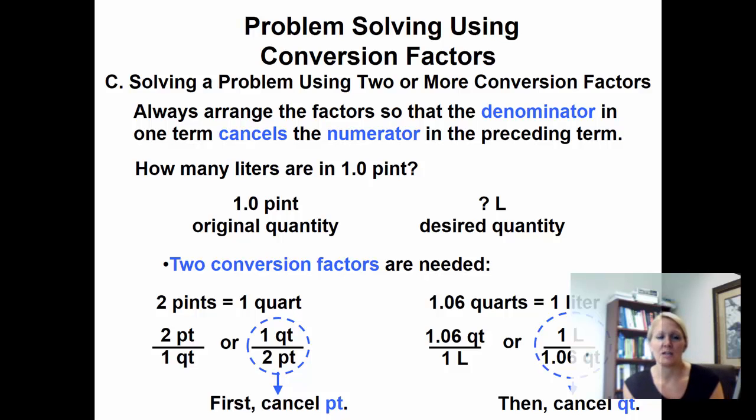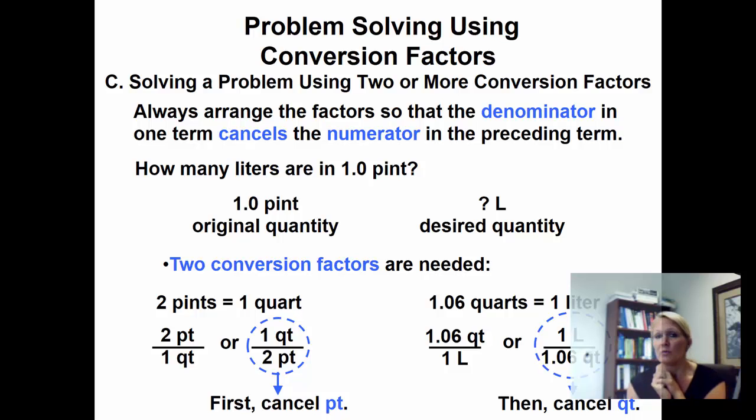Sometimes you don't have a direct relationship between one unit and another, like 12 inches in a foot. If you're going from inches to feet, you have what I call a direct relationship. Sometimes we need 2 steps in between in our plan to get to the unit that we're looking for. So we have 2 or more conversion factors needed to get us to the goal, to our product or our answer.